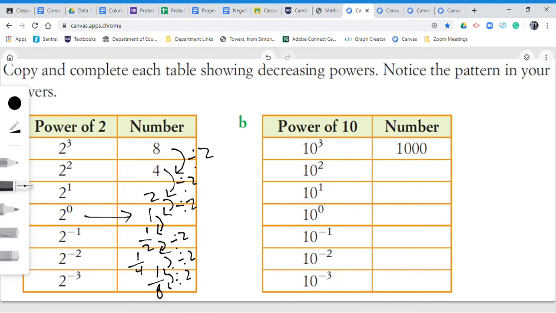You notice as soon as you dip below 1, as soon as you get to the negative indices, you're going to end up with fractions. I'm going to look at a couple of different ways to prove it. This is just one, looking at a numerical pattern. So let's look at another one, base 10.